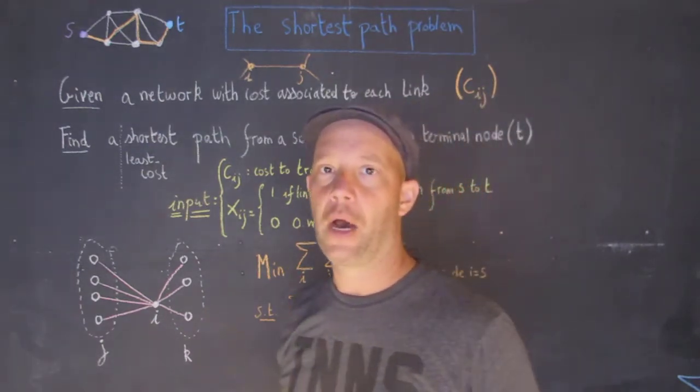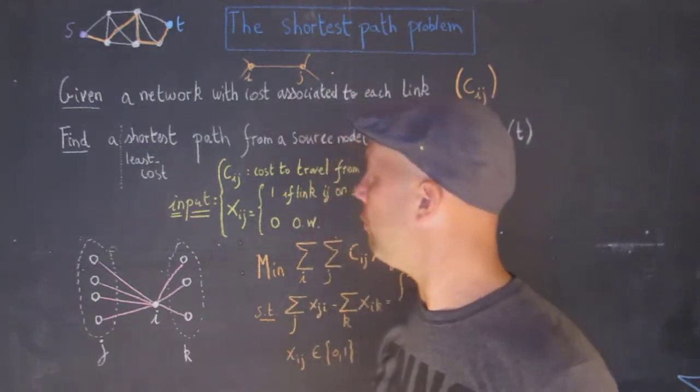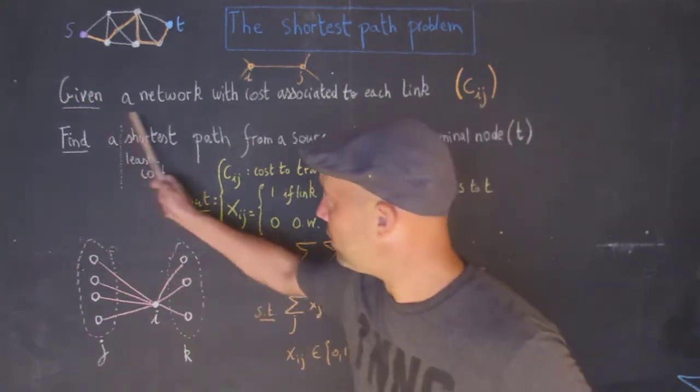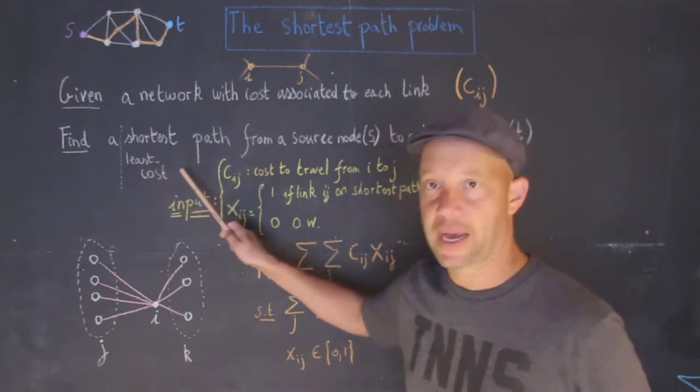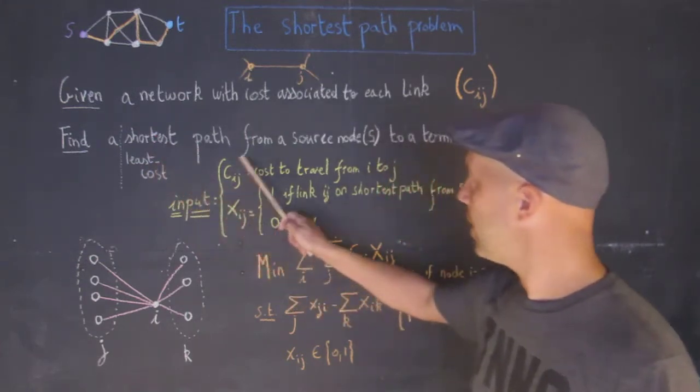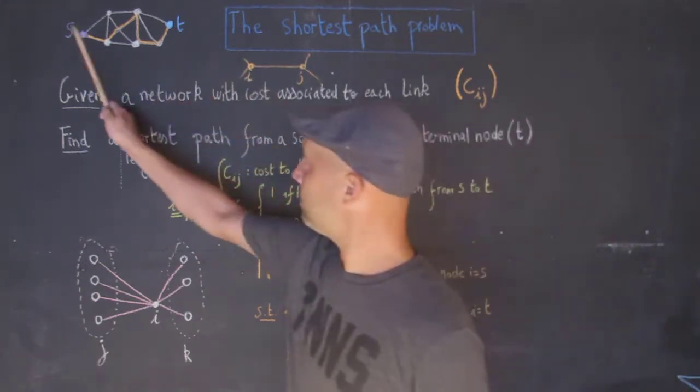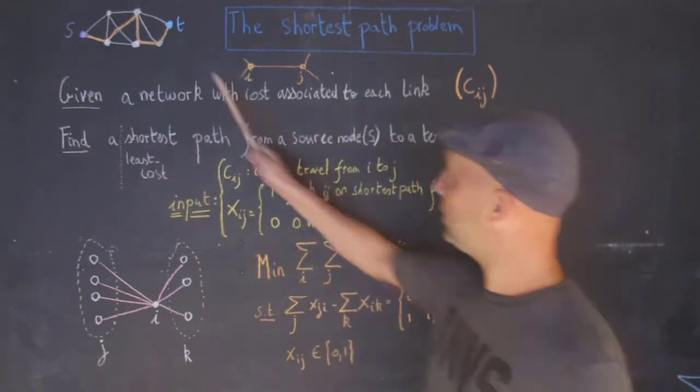But of course, there are better measures for that impedance. So given that network, find a shortest path or a least cost path, whatever the cost is, from a source node, S, to a terminal node, T.